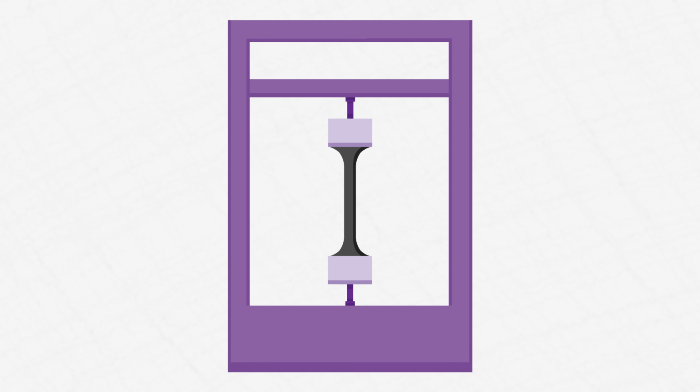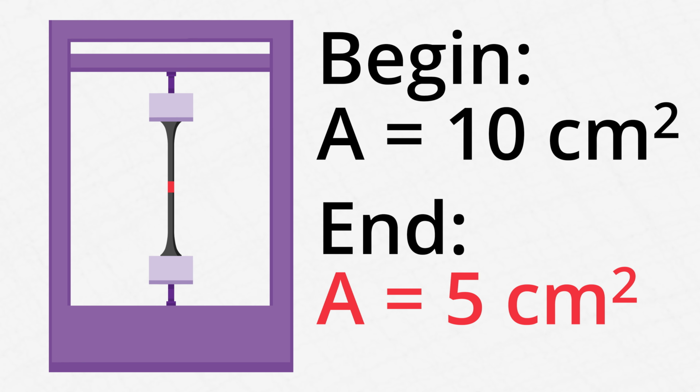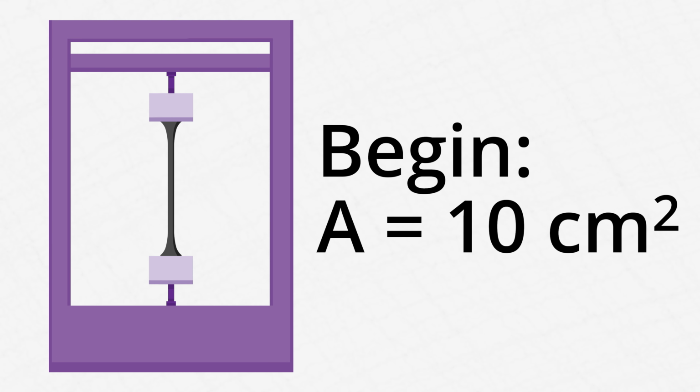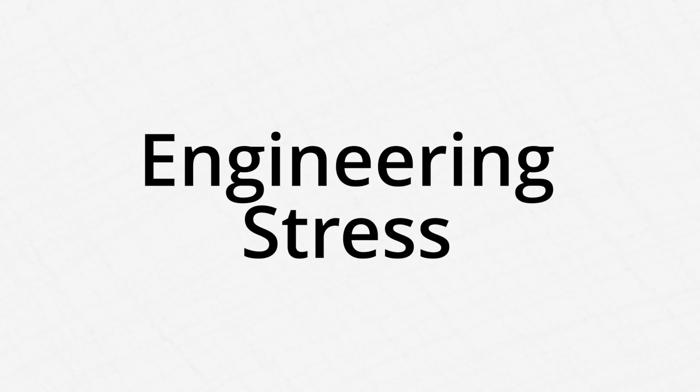It's also important to note that while the cross-sectional area changes throughout the test, engineers always use the area measured before the test begins when calculating stress. This is called engineering stress.